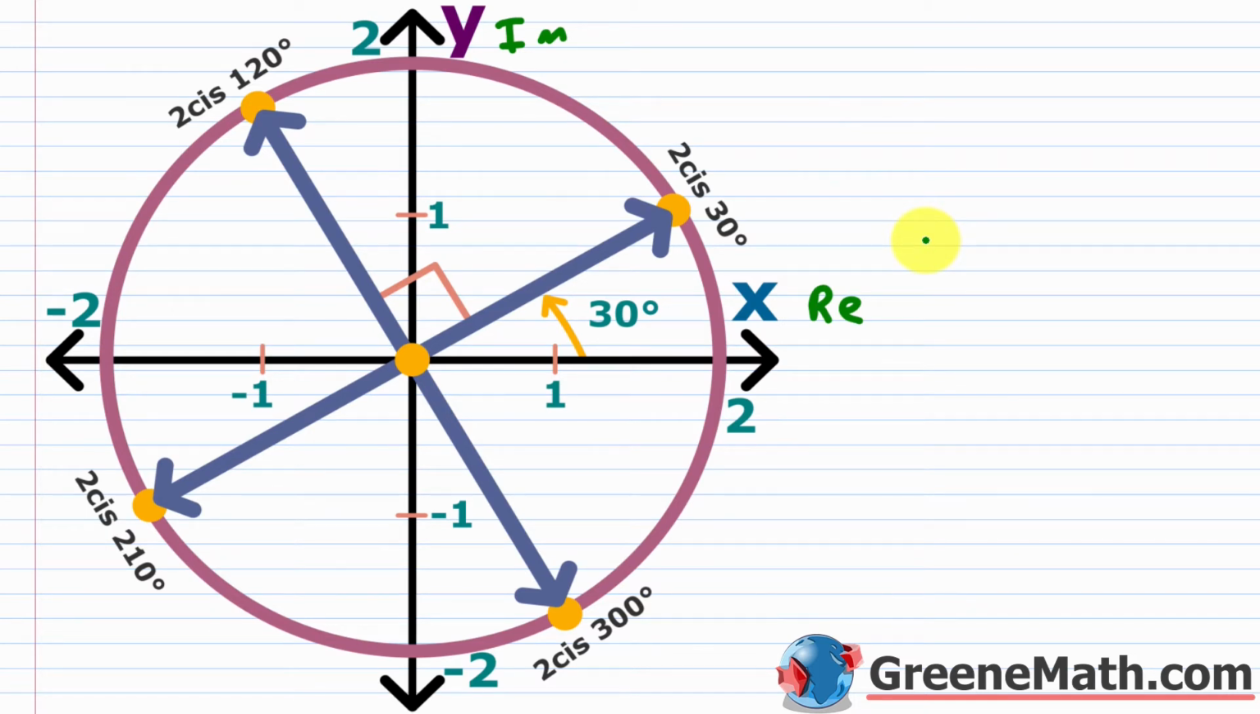So when we think about this, the first solution was 2 times the quantity of the cosine of 30 degrees plus i times the sine of 30 degrees. We abbreviated it here. But you can see that I have a position vector. The initial point is at the origin. The terminal point is going to touch this little circle that I drew, with a radius of 2 and a center at the origin. So you see that this is a 30-degree angle.